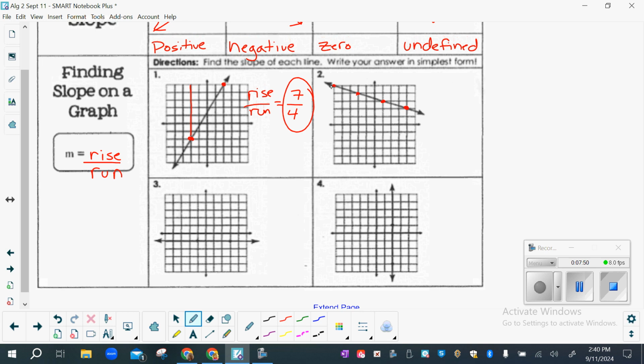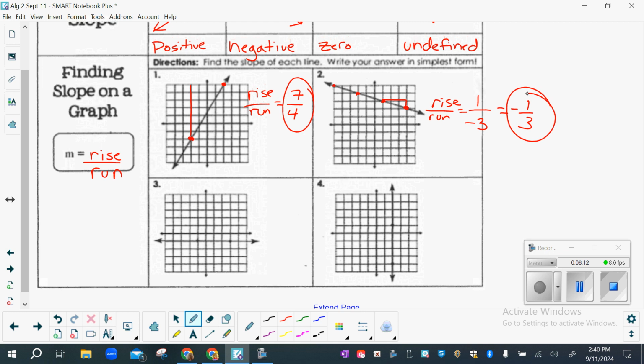So to get from this point to the next point, how much do we rise up? 1, and then we go left 3. So that would be -3. So this would be rise over run, which would be 1 over -3, which is -1/3.